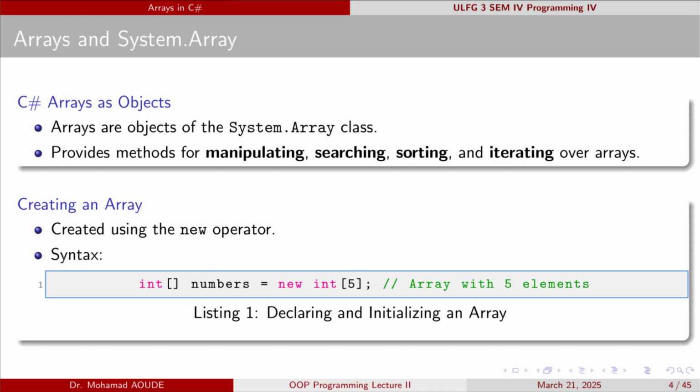In C#, arrays are not just basic containers. They are actually objects of the System.Array class. This is extremely powerful. It means you get access to a whole toolbox of methods like searching, sorting, and iterating without having to implement these operations manually. Arrays are created using the new operator, and once created, their size is fixed.